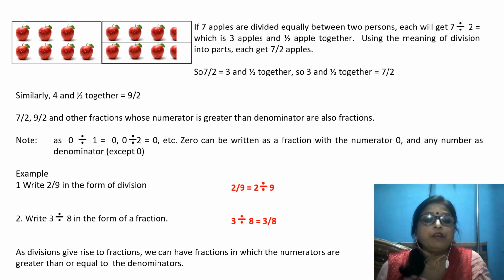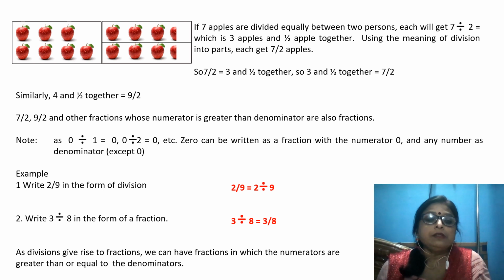Next, if you divide 0 by 1, it is equal to 0. 0 divided by 2 is equal to 0. 0 can be written as a fraction with the numerator 0 and any number as the denominator except 0. So 0 will not be the denominator. It can only be the numerator.